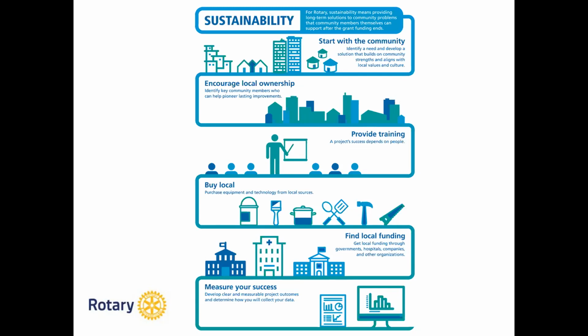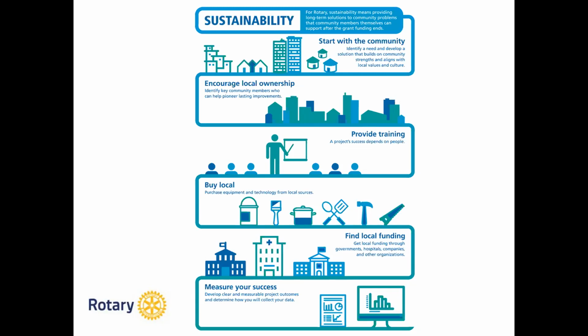First is community participation. Work with community members to identify a need and develop a solution that builds on community strengths and aligns with local values and culture. Rotary has a key resource, the Community Assessment Tool, that will help you assess your community. Report your results on the Global Grants Community Assessment Results Form and include it with your grant application.